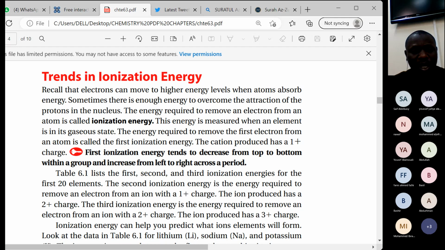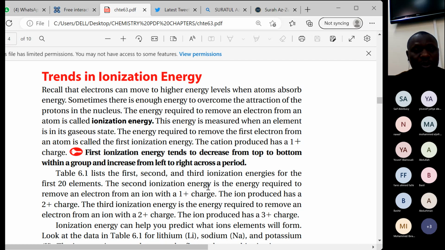This energy that is required to remove an electron from the outermost energy level of an atom is called ionization energy. And the electron is removed when the atom is in gaseous state. Now, the first electron, when it is being removed, the energy required to remove the first electron from the atom in gaseous state is called first ionization energy.